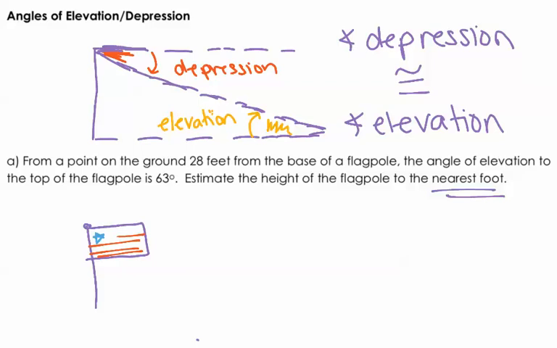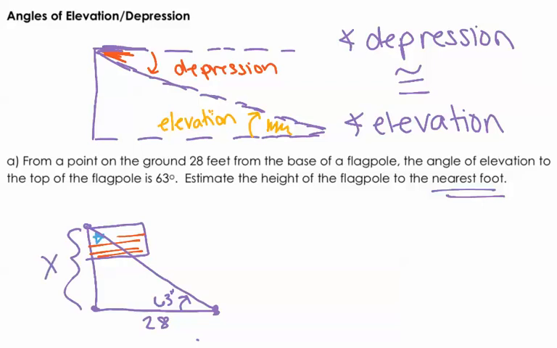And we've got a point on the ground, so here's the ground for my flagpole, and a point on the ground 28 feet from the base. So here's the base of my flagpole, here's the ground, and 28 feet means that this distance is 28. The angle of elevation to the top of the flagpole is 63 degrees. So if I connect these points here, the angle of elevation is going to be this angle, and that is 63 degrees. What we're looking for is the height of the flagpole, so the height is going to be this, x.